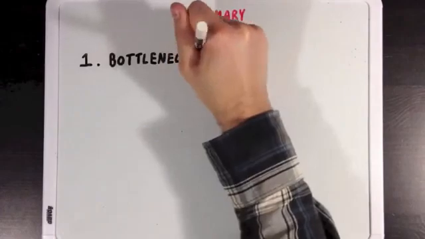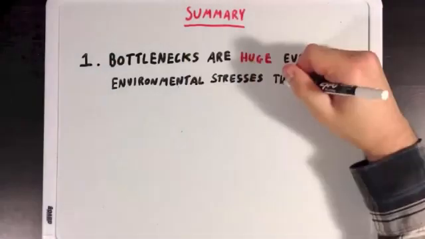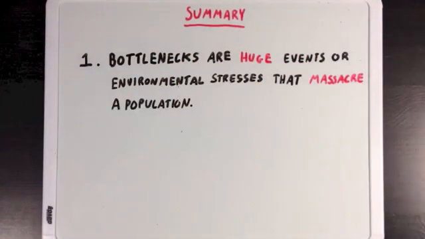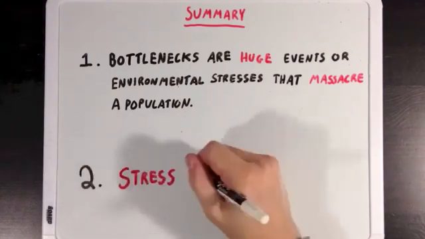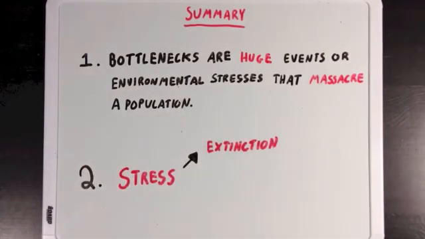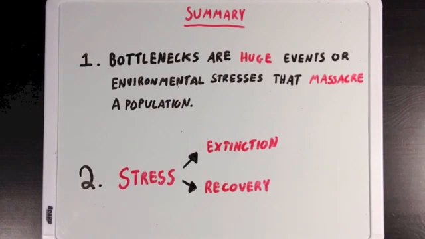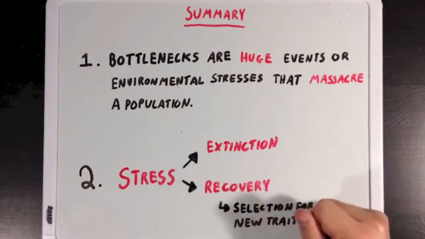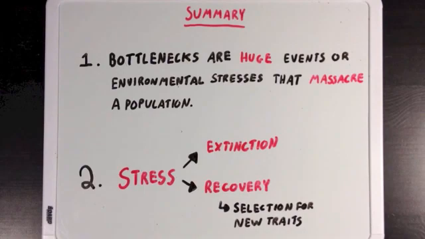So what did we learn? Well, first we learned that a bottleneck is an event or change in the environment that destroys a huge chunk of a population, just massacres the population. But we also learned that following a bottleneck, a population can either go extinct if they're unable to cope with the change, or a small group can survive and the population will eventually recover. But it's important to remember that when a population does recover from a huge stress, like a bottleneck, the gene pools in that population will change significantly.